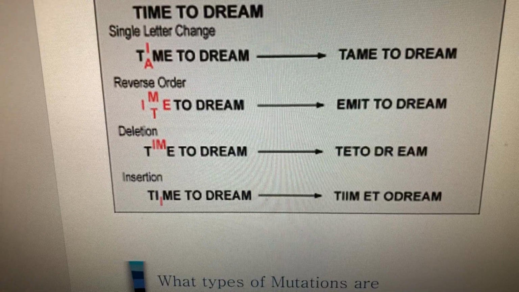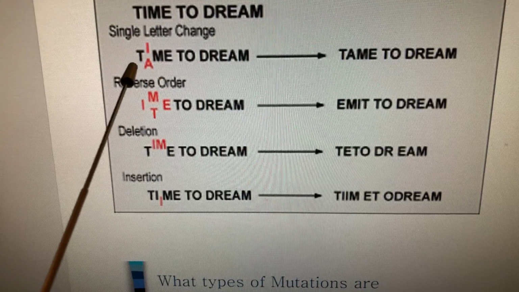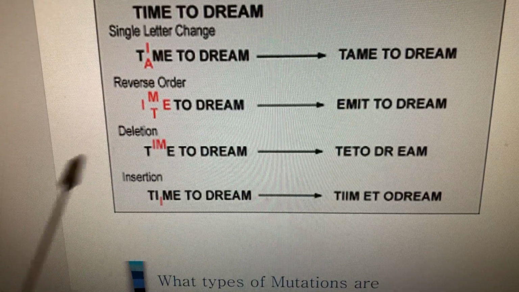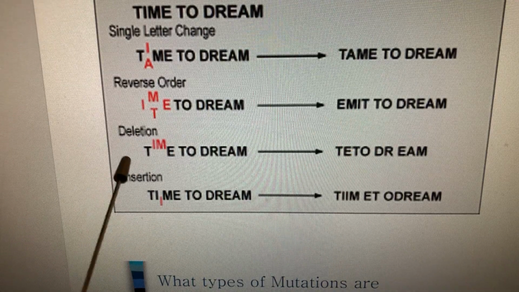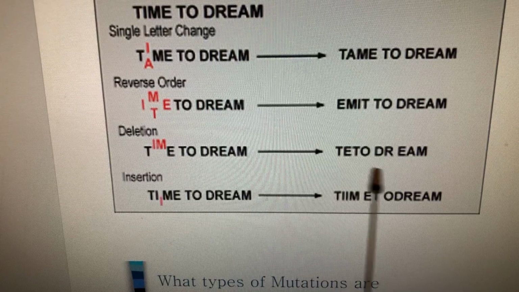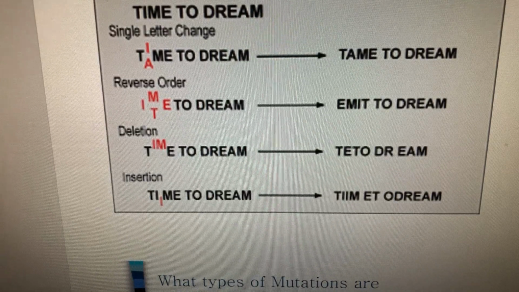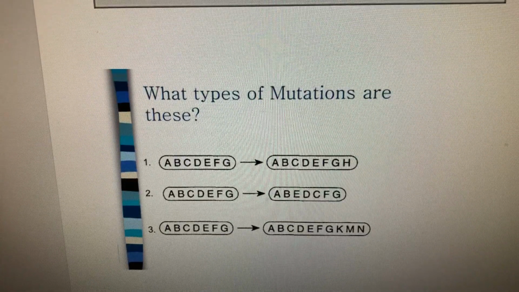Notice how these mutations significantly affect the message. If you have a single letter change, an I to an A, the words time to dream became tame to dream. Changing the order, totally different. A deletion of 2 letters, this doesn't sound like the message at all, and insertion could drastically affect it. Now do your best to figure out what types of mutations these are.